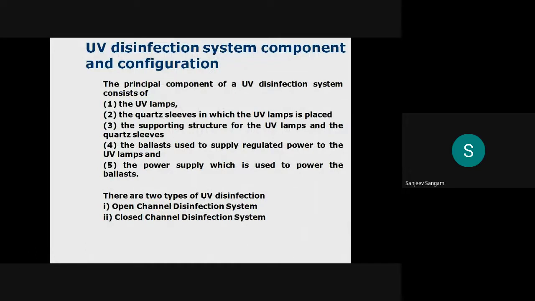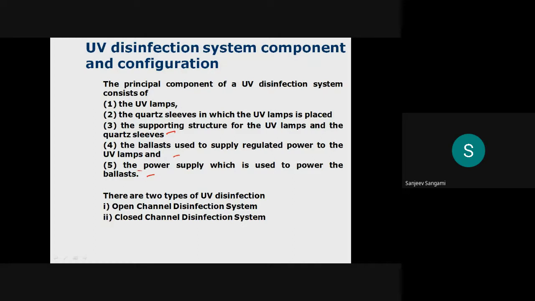UV disinfection system components and their configuration. Some of the principal components of a UV disinfection system are the UV lamps, the quartz sleeve in which the UV lamps are placed, a supporting structure for UV lamps and quartz sleeves, the ballast used to supply regulated power to the UV lamps, and the power supply used for the ballasts. There are two types of UV disinfection: open channel disinfection and closed channel disinfection.